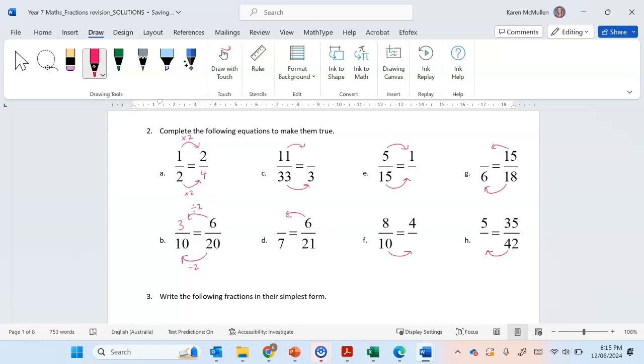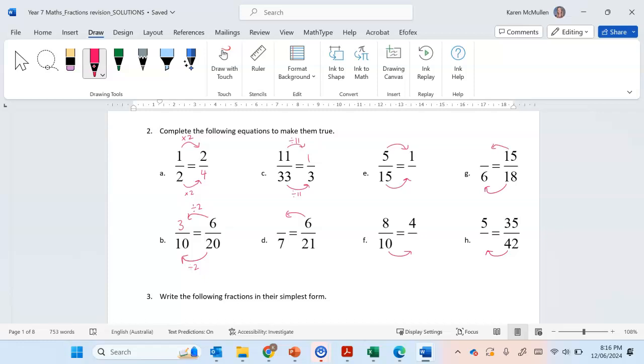All right, and we go through and do the next one. So for C, we're going from 33 to 3. So I'm going to divide by 11. And whatever I do to the bottom, I've got to do to the top. So 11 over 33 is the same as 1/3.